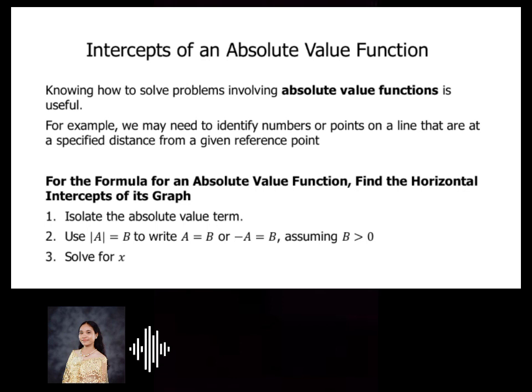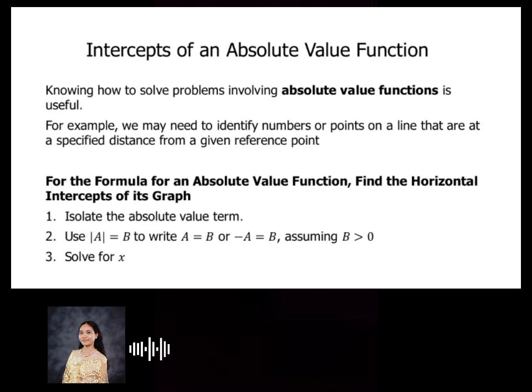Intercept of an absolute value function. Knowing how to solve problems involving absolute value functions is useful. For example, we may need to identify numbers or points on a line that are a specified distance from a given reference point. Given the formula for an absolute value function, find the horizontal intercept of its graph.